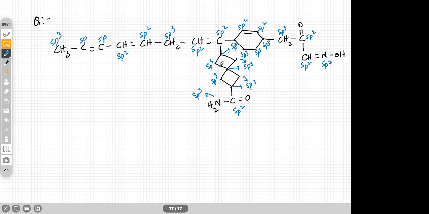Right, so if you know the structure, you just count the number of sigma bonds and lone pairs present on the atom, and you will get the hybridization. Once you know the hybridization, you know the geometry of the molecule, and the shape of the molecule, based on the bond pairs and lone pairs. Okay. Done, all of you?